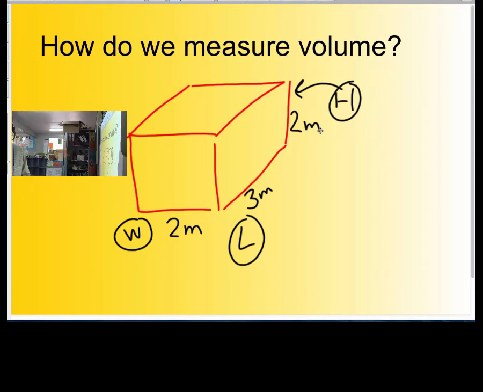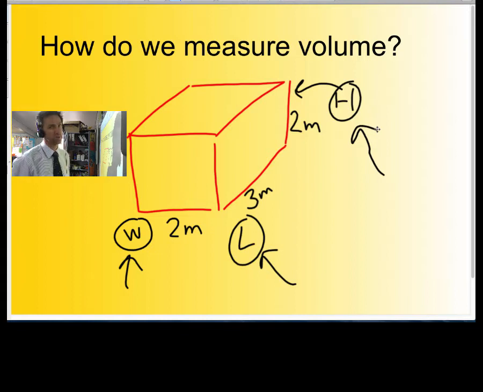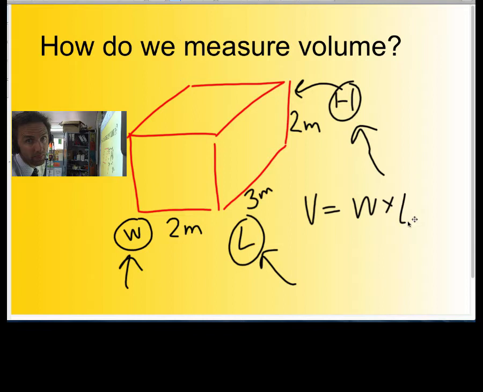So you can see we've got more to work out than just 2 numbers. We've got 3 dimensions. We're thinking about width, length, and height. With area, we were just looking at 2 dimensions. Now we've got 3 dimensions: height, length, and width. So when we do this measurement, we've actually got to multiply all those dimensions together. So volume equals, V equals width times length times height.